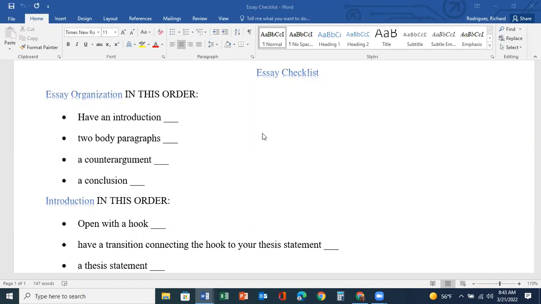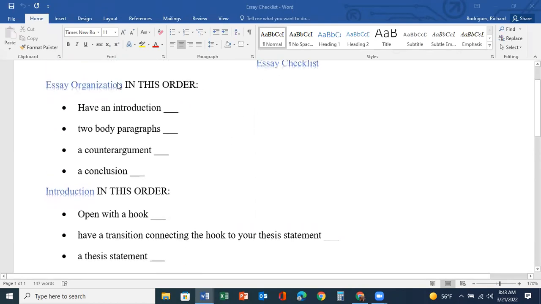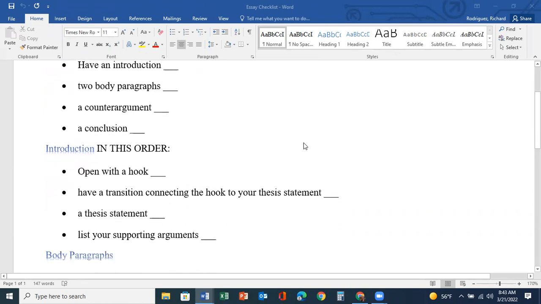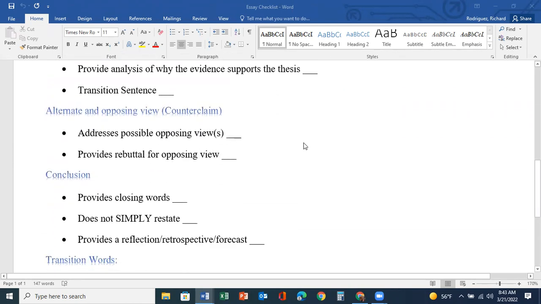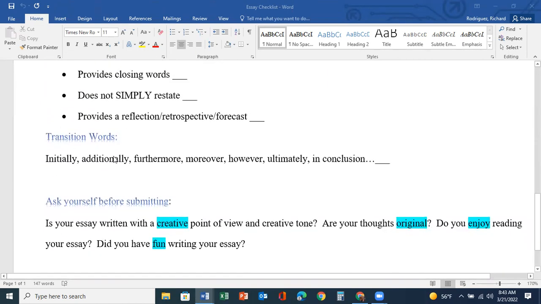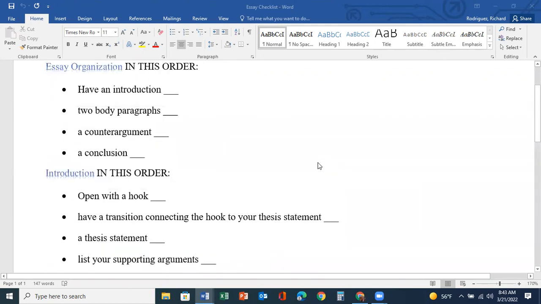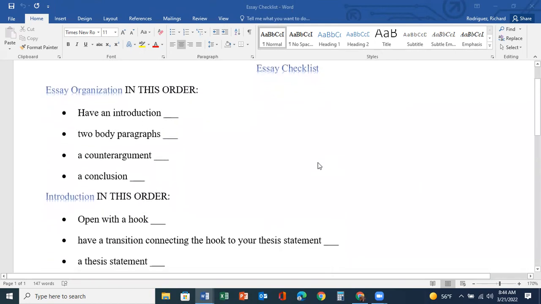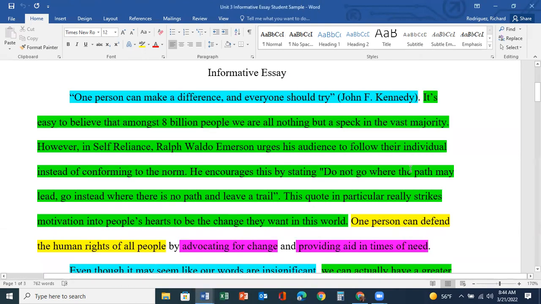So we have an essay checklist right here, and it goes through the basic essay organization, and then we look at the introduction, body paragraphs, the opposing view or counter argument, and then of course the conclusion. Some transition words to look for. I provide my students with this checklist so that way they can have a focused understanding of their writing paragraph by paragraph. So let's take a look at this student sample.